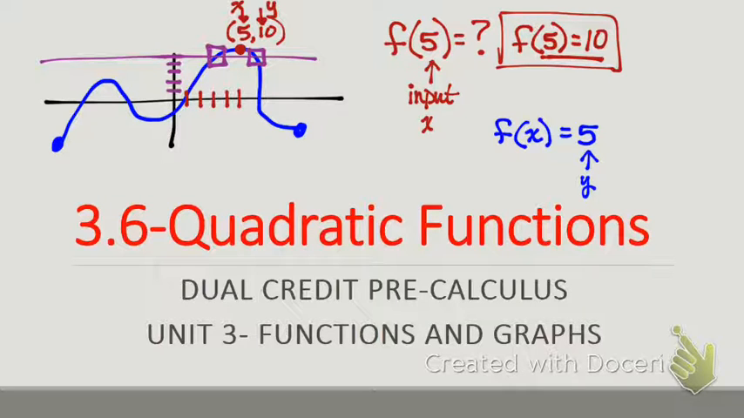Like 3 and 6 is what it looks like when I look at this graph. 1, 2, 3, 4, 5. That looks like it's at about 6. So an input of 3 has a y value of 5. An input of 6 has a y value of 5. So far, so good? Okay, again, I'm just trying to do a brief recap of what we talked about in 3.4 and 3.5.